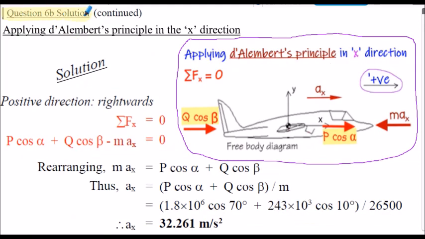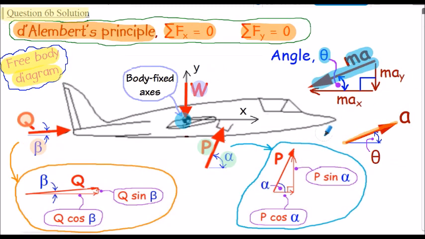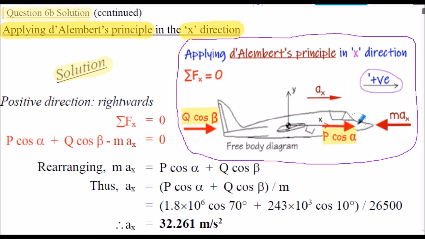So question 6b, solution continued. So now we're going to apply D'Alembert's principle within the x direction. So essentially we will now summate all the horizontal components, so P cos alpha, Q cos beta, and the max component of the inertial force. And that's what's shown on our free body diagram here. So note our positive notation in this case is rightwards, so forces and accelerations from left to right are positive. We're applying D'Alembert's principle here, that's why the inertial force is shown on the free body diagram, opposing the change in motion.